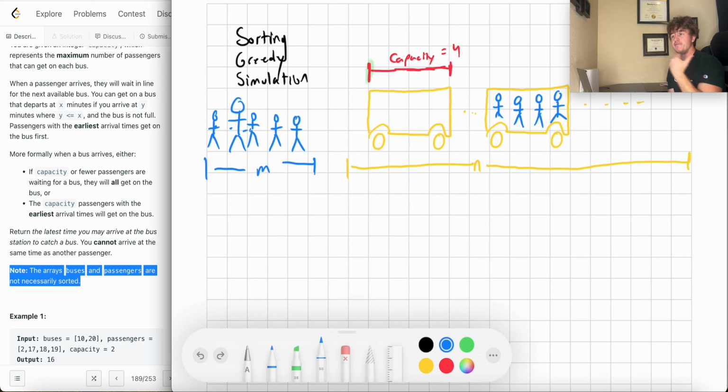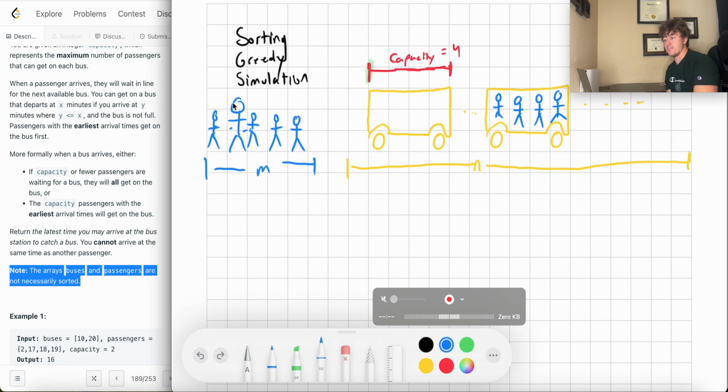Simulation makes sense because we need to figure out who gets on the bus, who doesn't, and where they will be in line. What does the situation look like as we walk through this scenario? We might want to simulate the actual process: this passenger gets on the bus, the next passenger doesn't, they're waiting, then the next bus comes, then this passenger gets on that bus. And also, the greedy approach comes in, where I'm trying to find the last moment.